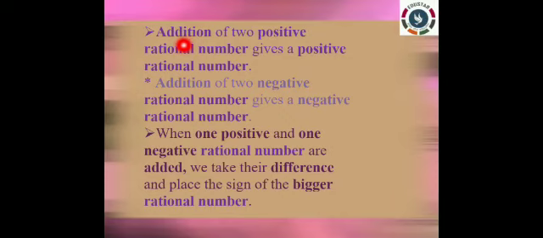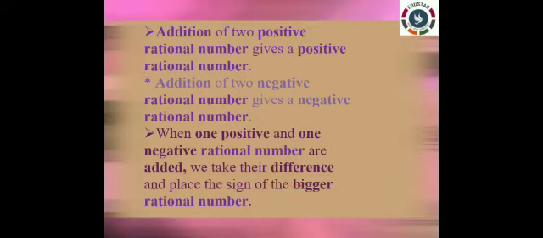Rule number 1. Case 1: addition of two positive rational numbers gives a positive rational number. Second case: addition of two negative rational numbers gives a negative rational number. Third one: when one positive and one negative rational number are added, we take the difference and place the sign of the bigger rational number.